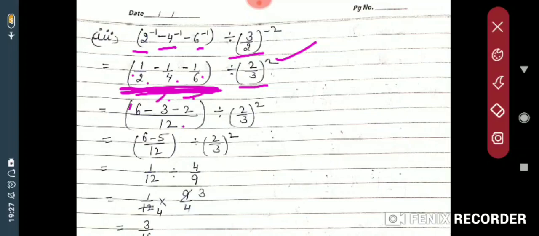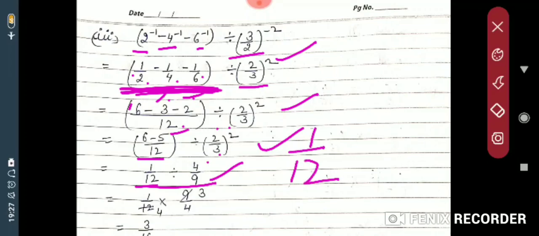So 3 and 2 are negative. Just add 3 plus 2, what will we get? 5. So 6 minus 5 upon 12. It will go as it is. 6 minus 5, 1. 1 upon 12. Divide. 2 multiply 2, 4. 3 multiply 3, 9. So 1 upon 12, divide 4 upon 9.